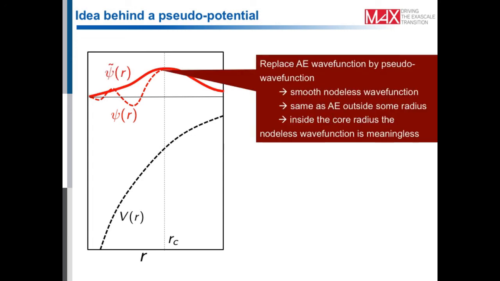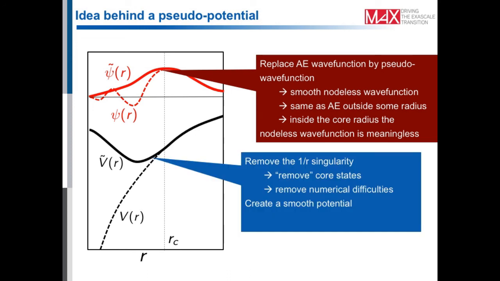So what you want to do is replace this all-electron wave function by some pseudo wave function. Here, this is this psi tilde. It will be a smooth, nodeless wave function. You will require that it is the same as the all-electron wave function outside of some core radius, this R_C here. And inside the core radius, you should be careful, this nodeless wave function is meaningless. Okay?